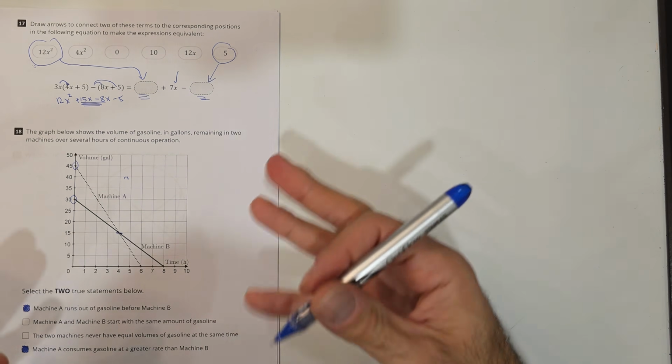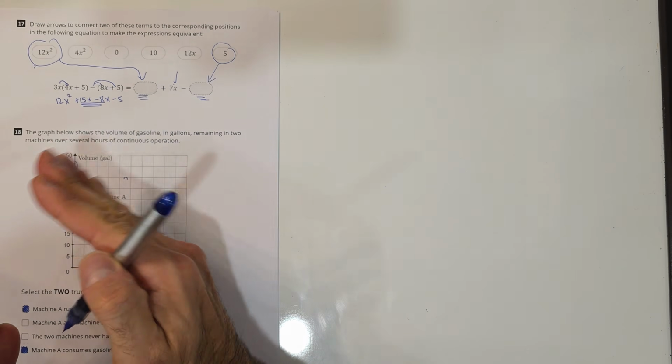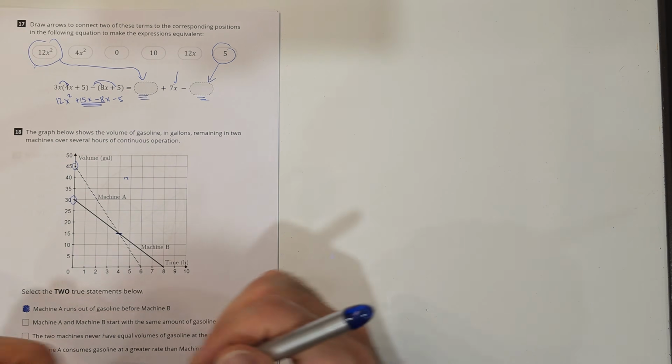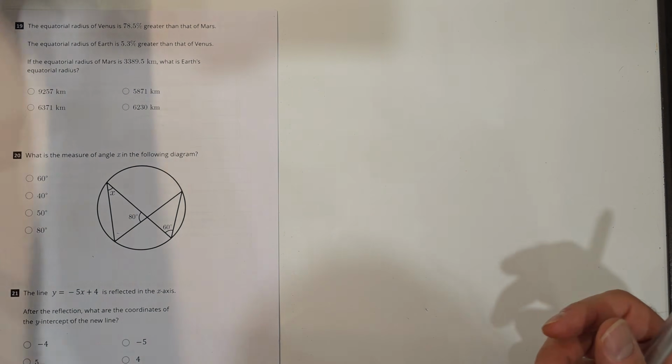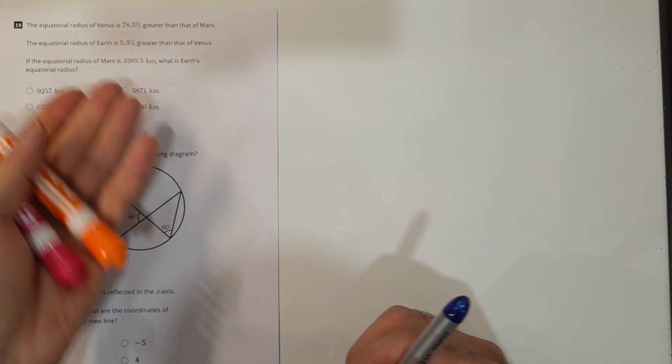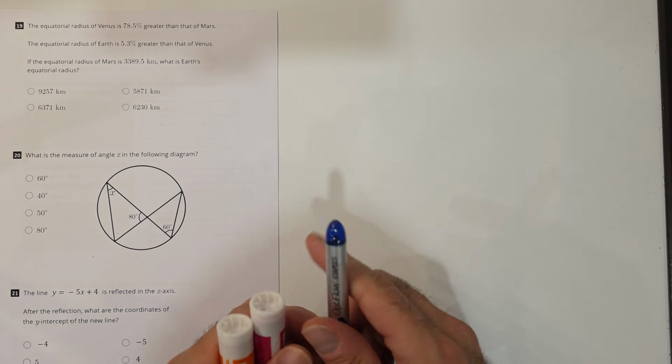Anytime you're talking about greater rate or faster, it means the line on the graph is steeper. Yeah, that was a pretty easy one. All right, percentages. Gotta pick up a calculator.